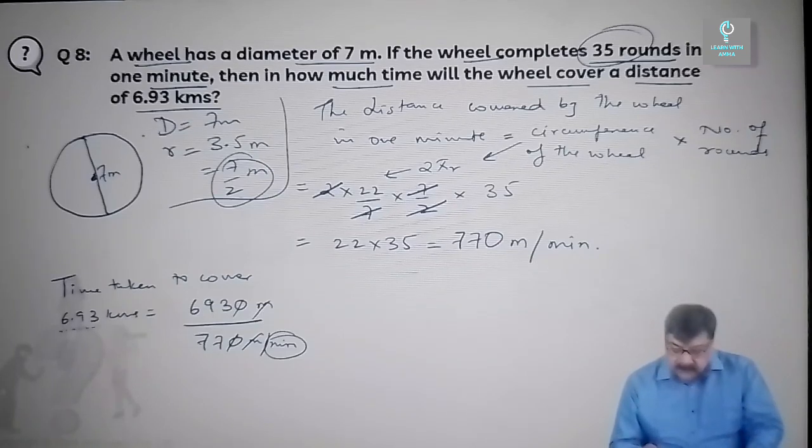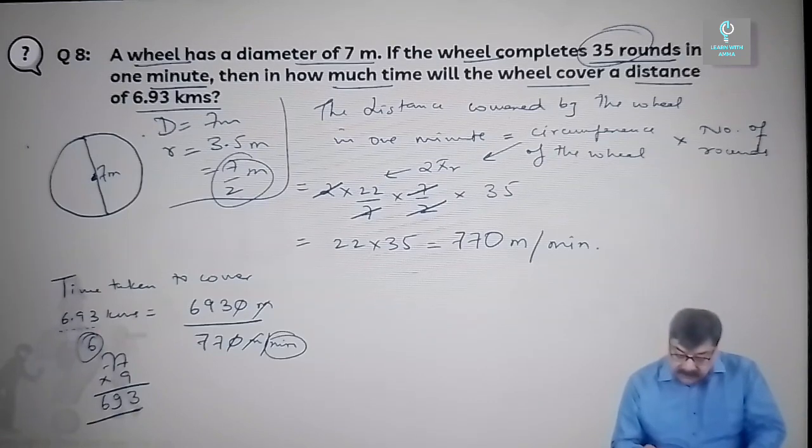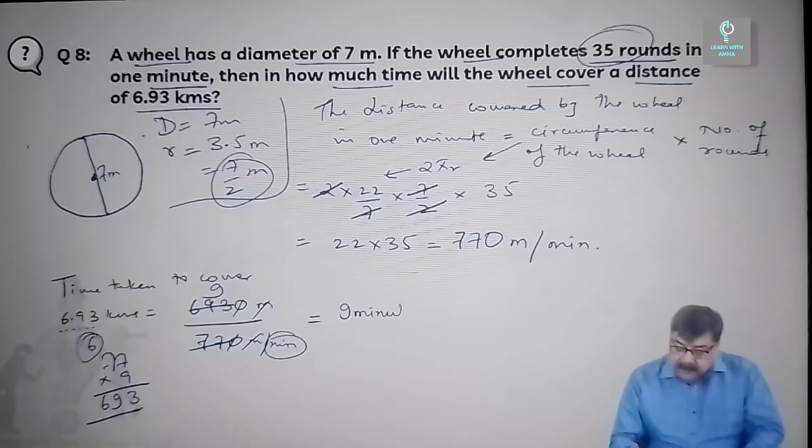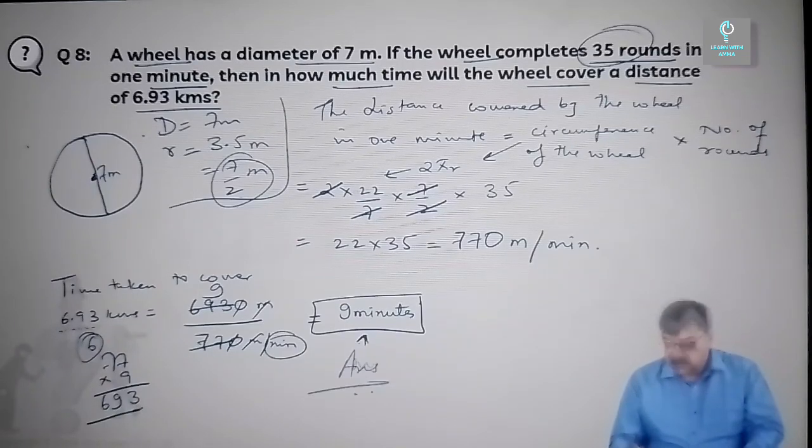So zeros cancel. So 77, if you multiply this with 9, 7 9s are 63, 6 remainder, 7 9s are 63, plus the 6 shall give us 693. So 77 into 9 shall make it 693. So this means the distance of 6.93 kilometers shall be covered in 9 minutes. That, my friend, is the answer here.